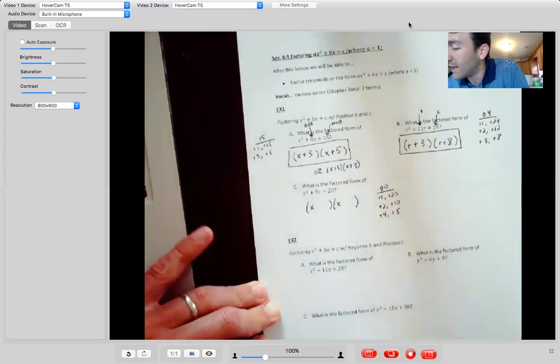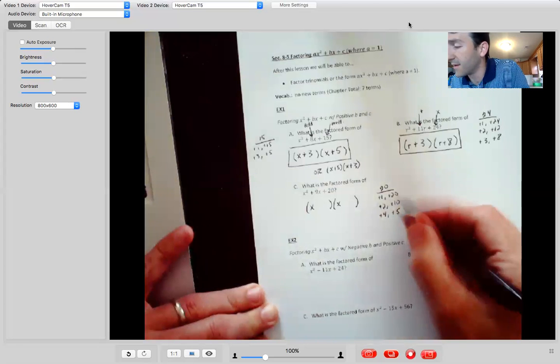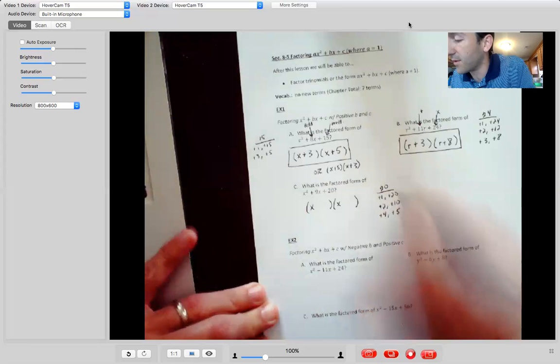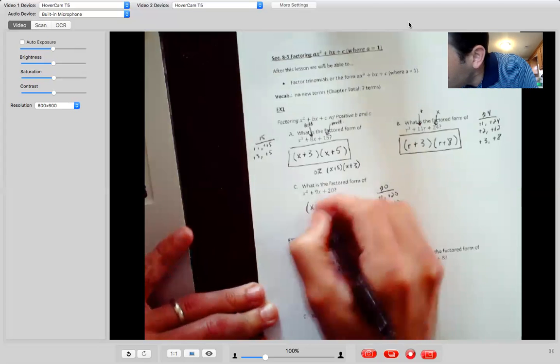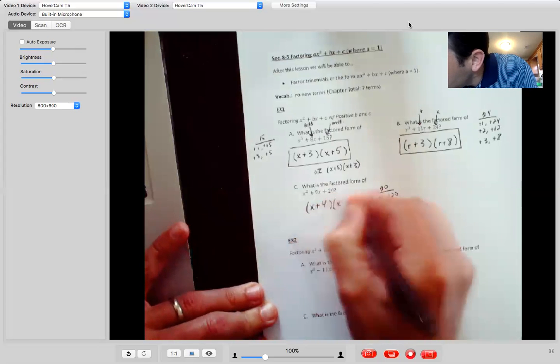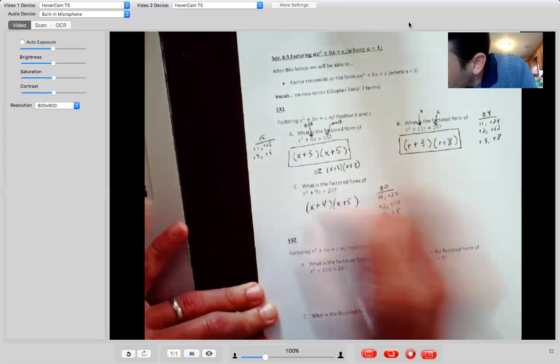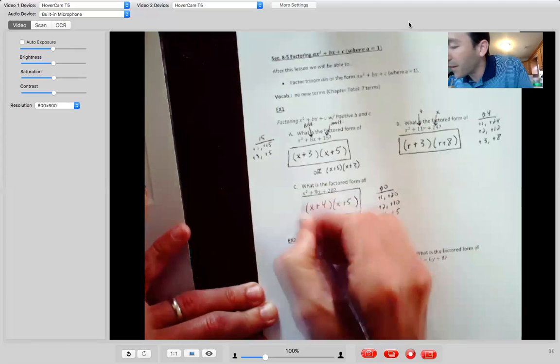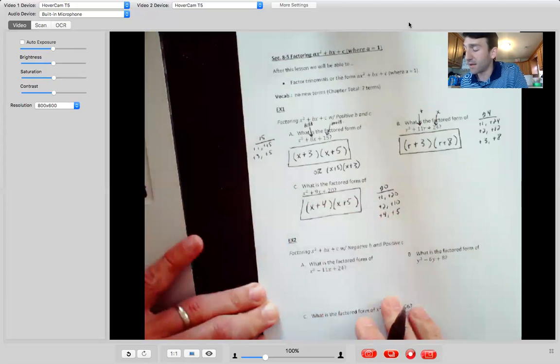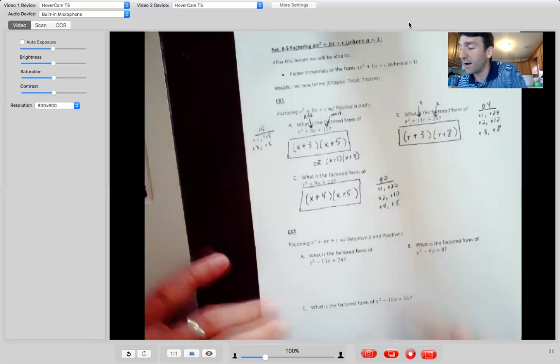And if you see it, guys, you don't necessarily have to list all these out. This is just kind of your mental thought process. You don't always have to show that if you don't need to. So either x plus 4 times x plus 5, or the reverse order, x plus 5 times x plus 4. All right, so moving on.